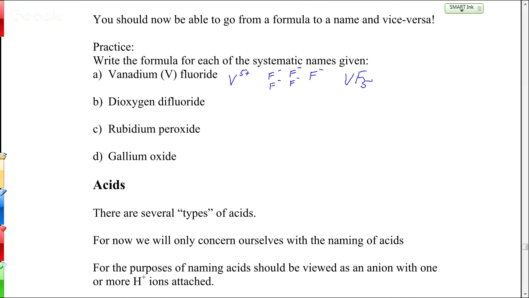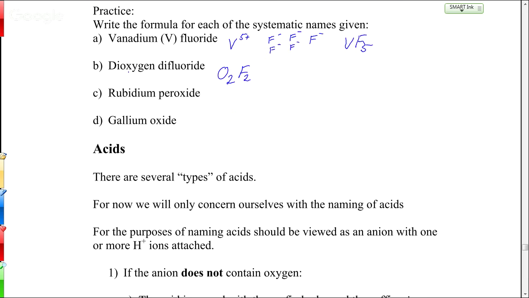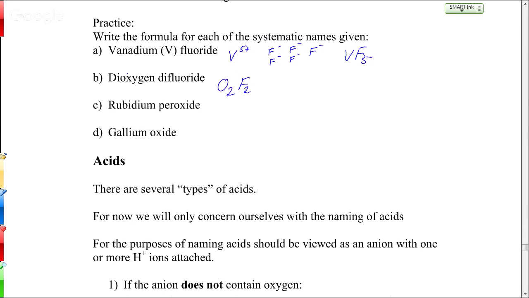If we go down to the next one, B, that's a covalent one. Those are easy. Dioxygen difluoride is just O2F2. The covalent ones are nice because they tell you exactly how many of each thing you need. You don't have to worry about balancing out charges. I'll let you try those last couple.